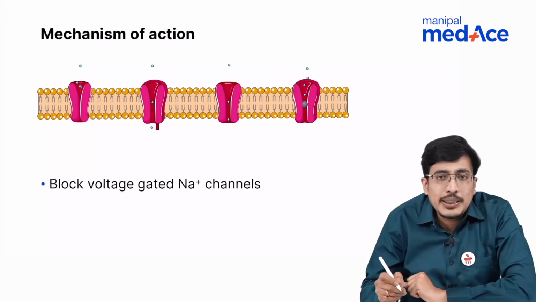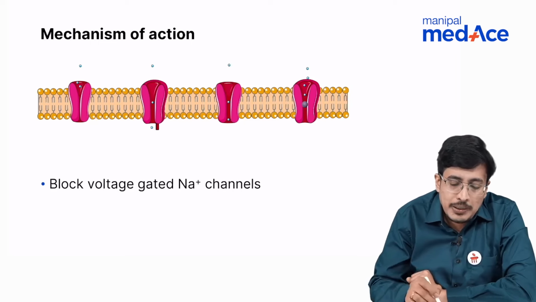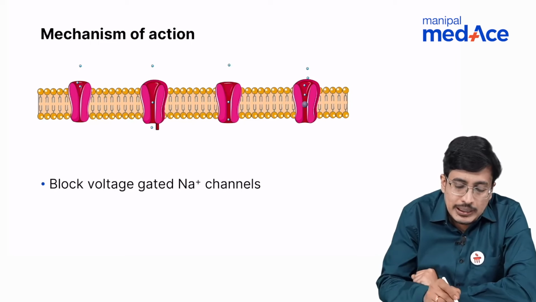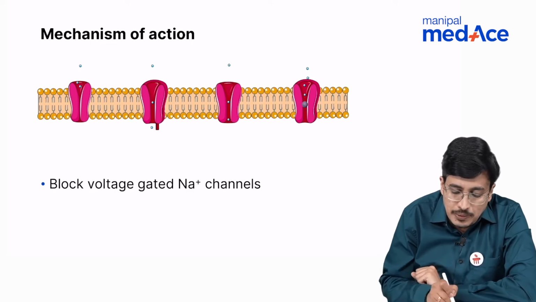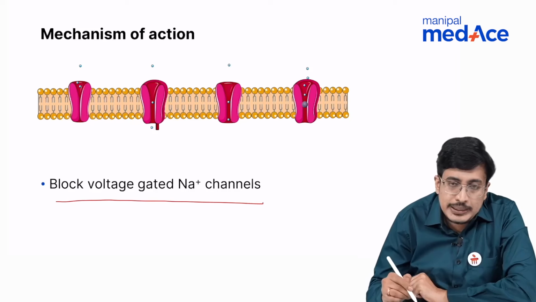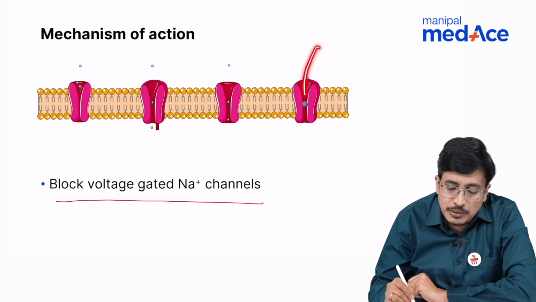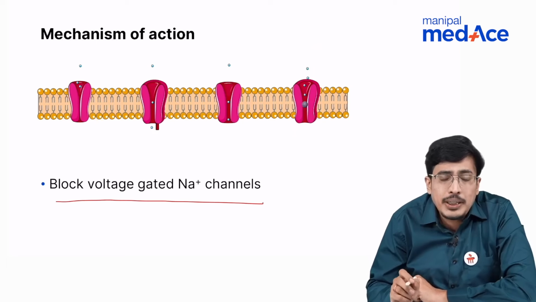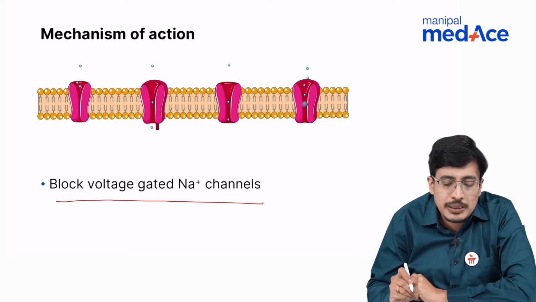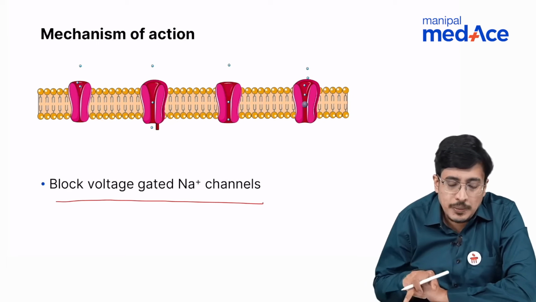How do these local anesthetics act? They act by blocking the voltage gated sodium channels. Blockage of these channels prevents transmission of sodium ions. This will prevent transmission of pain impulse along the pain fibers.